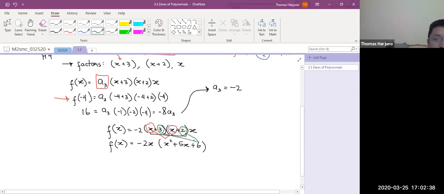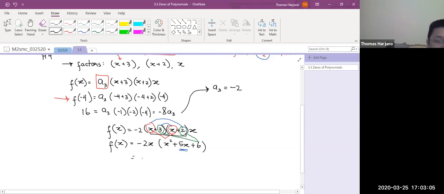Now, I think the first term and the last term are quite easy to see. The harder one is how to see the middle term. The middle term is always the outer, which is 2x, and the inner, which is 3x. That's how I get my 5x quite fast. That's a skill that you need to already have at this point.